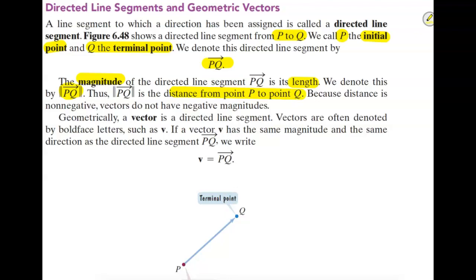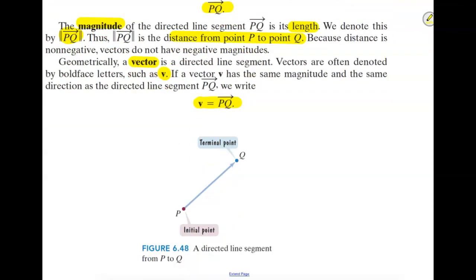All right. Geometrically, a vector is a directed line segment. Vectors are often denoted by bold-faced letters such as V. So a vector can also be written like that. If a vector V has the same magnitude and direction, then they're considered equal. So here's a graphical image of a vector. It starts at point P, and then it heads in the direction of Q. Remember, the P is your initial point, and Q is your terminal point.